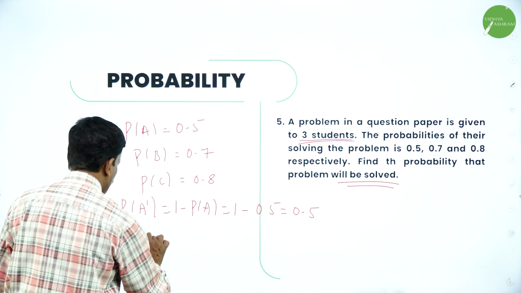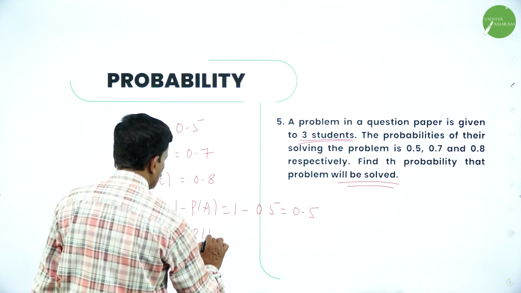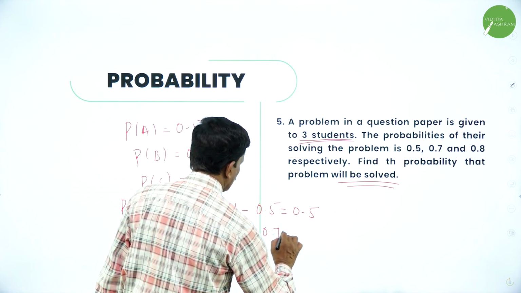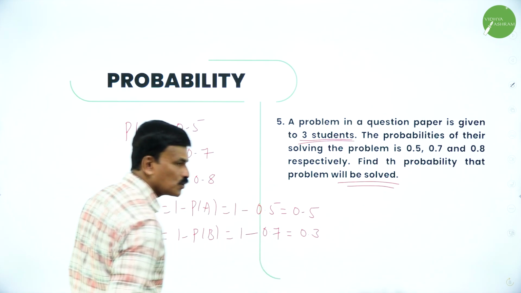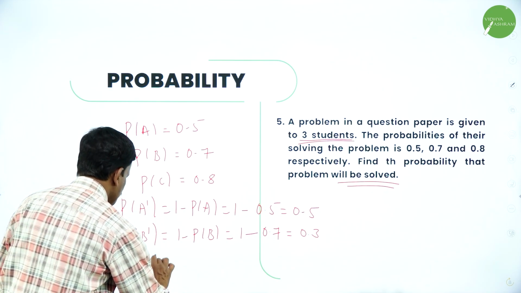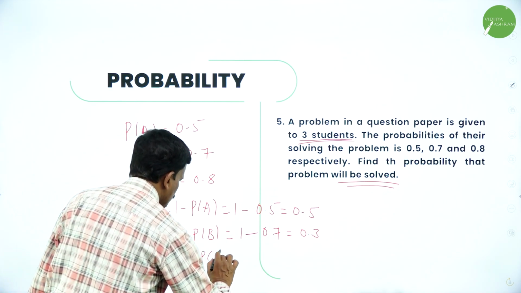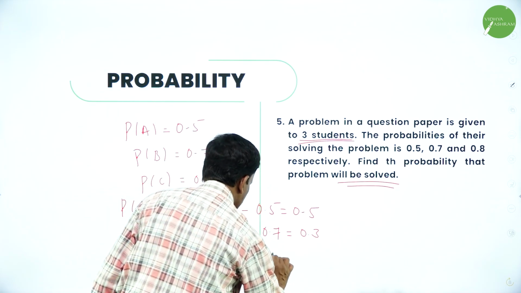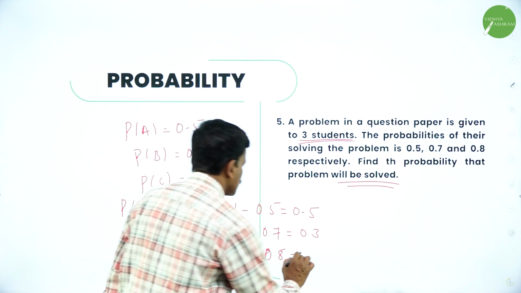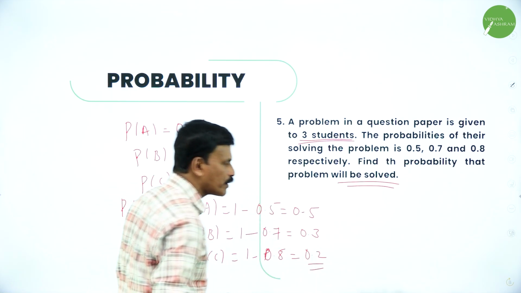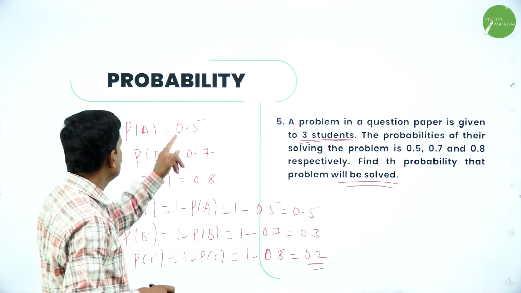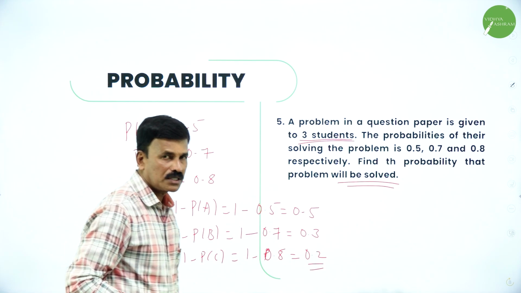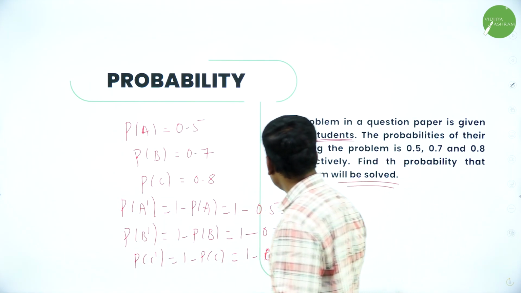Similarly, the probability of B dash, not solving the question, is 1 minus probability of B, which is 1 minus 0.7, that is 0.3. And the probability of C dash is 1 minus probability of C, which is 1 minus 0.8, that is 0.2. So these are the probabilities of not solving the question, and 0.5, 0.7, 0.8 are the probabilities of solving the question.